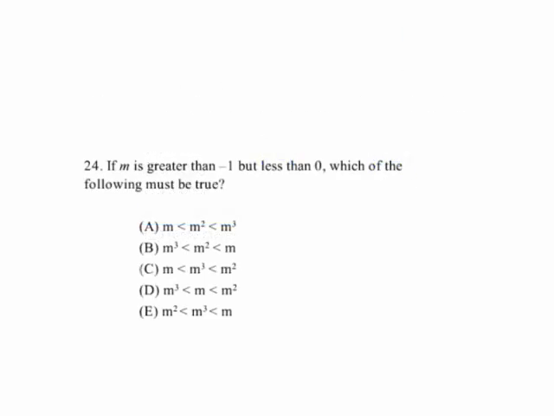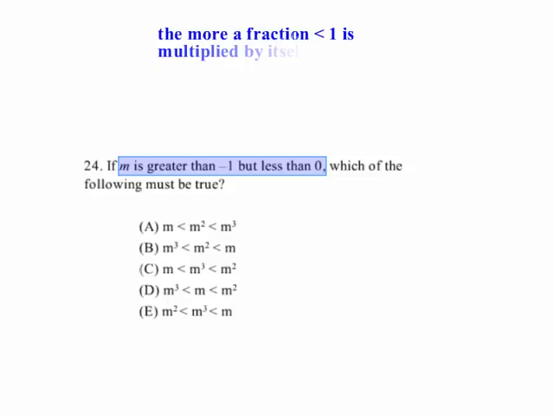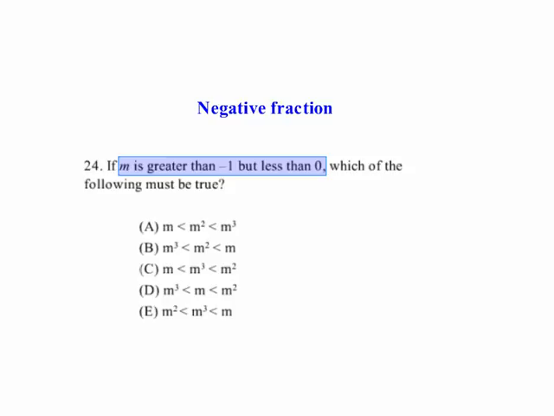In this question, we're given that m is greater than negative 1 but less than 0, and which of the following must be true? Well, remember that when you have a fraction less than 1, as you multiply it by itself, it actually gets smaller. For instance, 1/2 squared is 1/4. 1/2 is greater than 1/4. And we're given that this is a negative fraction, greater than negative 1.